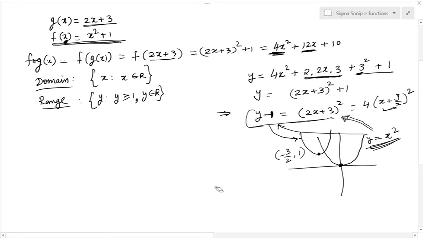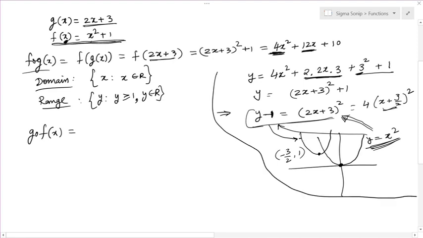Okay, so that was f of g of x. Let's do g of f of x as well. I'll keep this here. I'm not going to use it, but I could clean that up, but I have decided to keep it. So g of x is g of f of x, and f of x is x squared plus 1.